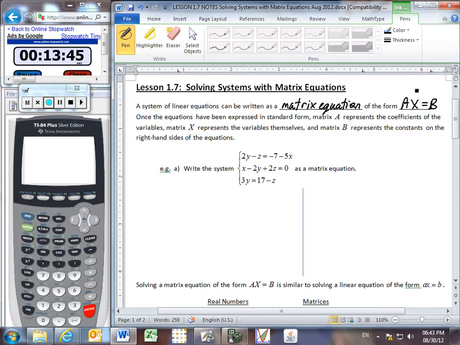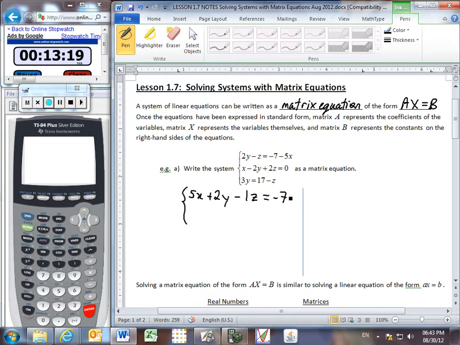So let's try this out with example A. We're going to write the system as a matrix equation. First I need to change it into standard form, which means that I'm going to have to move all of my variables to the left-hand side. So my negative 5x on the right becomes a positive 5x on the left. I have a positive 2y. I have a negative, I'm just going to write it as a negative 1z, and that's going to equal negative 7.